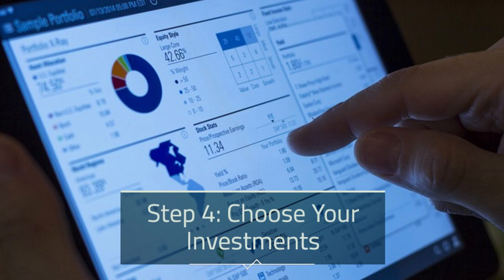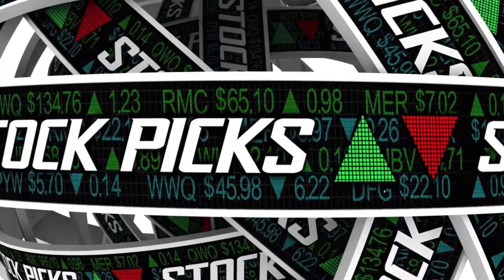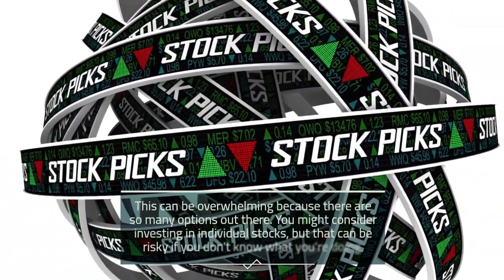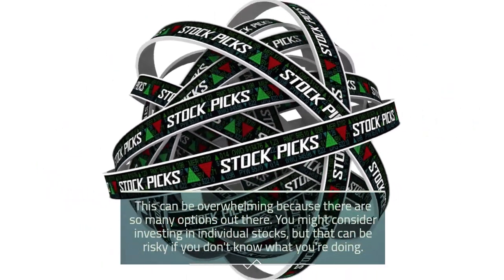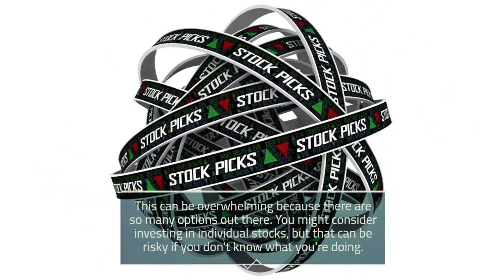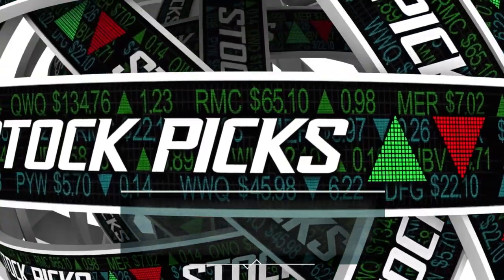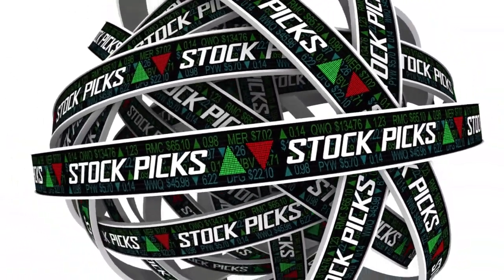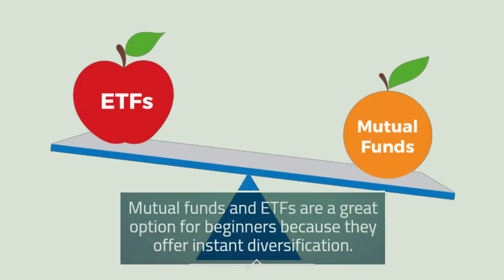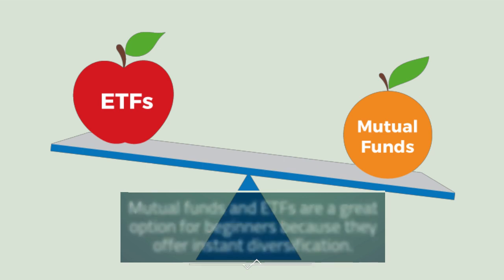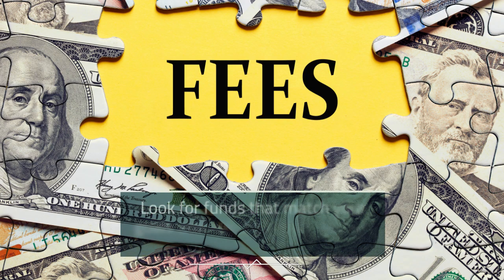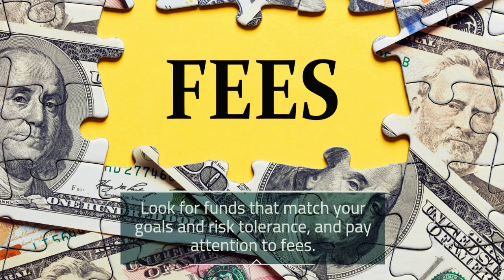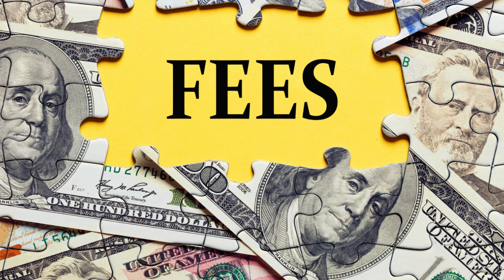Step 4. Choose your investments. This can be overwhelming because there are so many options out there. You might consider investing in individual stocks, but that can be risky if you don't know what you're doing. Mutual funds and ETFs are a great option for beginners because they offer instant diversification. Look for funds that match your goals and risk tolerance, and pay attention to fees.